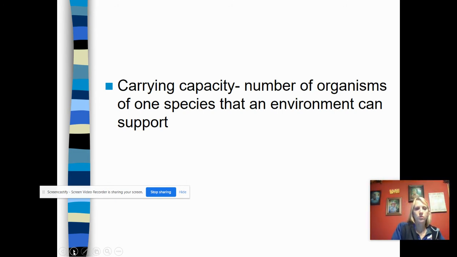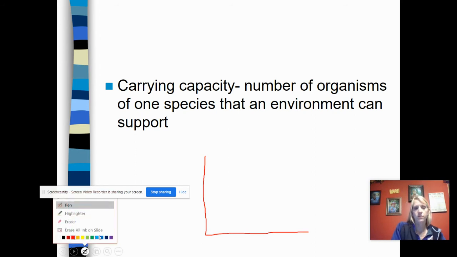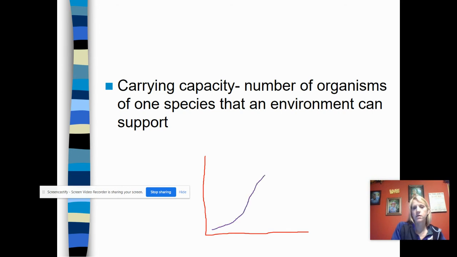Okay. So then here, I'm going to draw it on here. Let's do red. So we have our graph. Should we change the color? Let's do purple. J curve. Unlimited resources, that's exponential growth. Well, then you run out of resources.